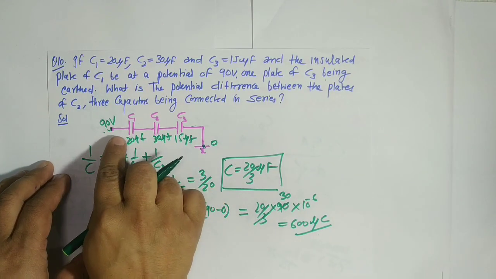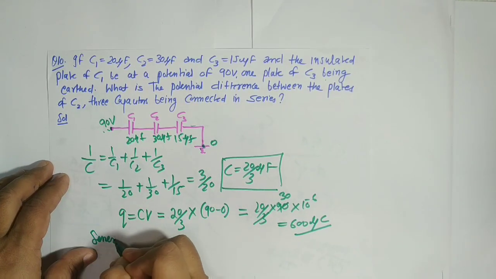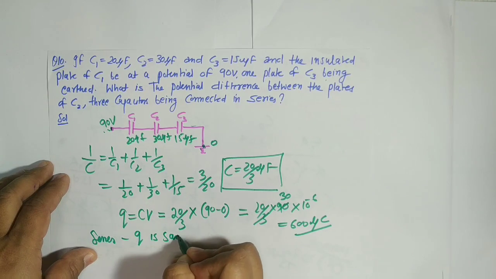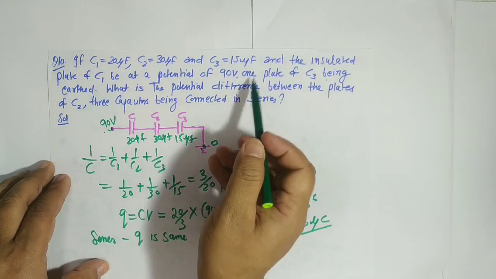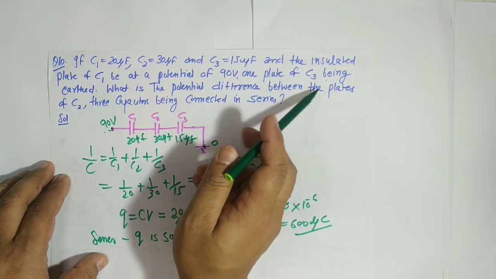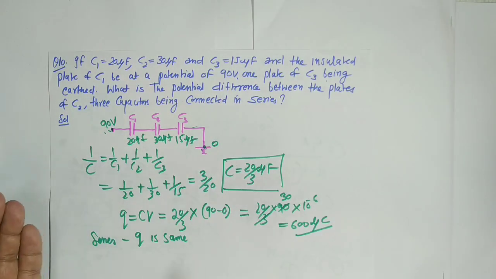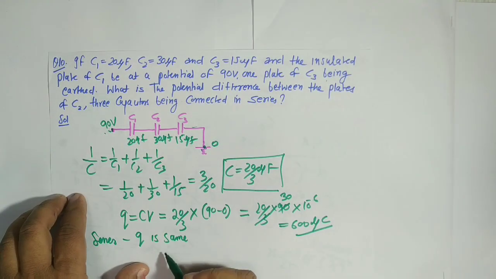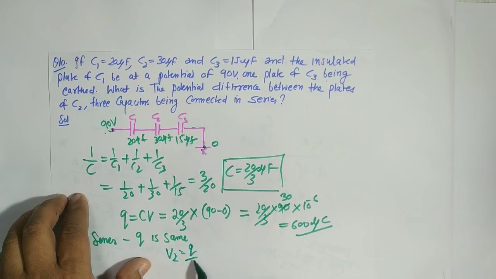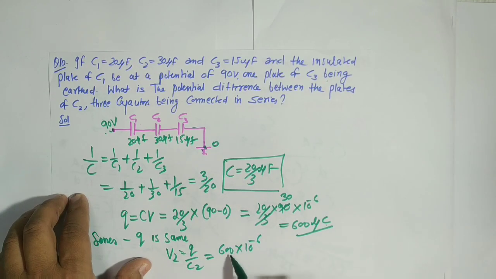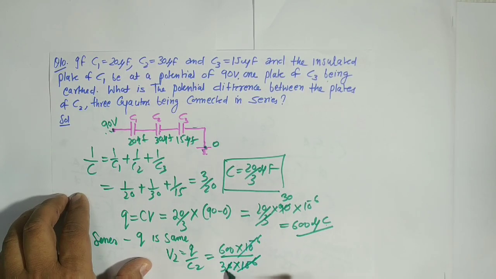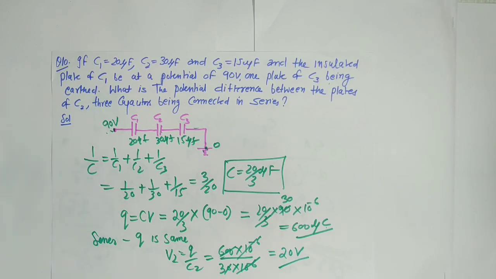And then can you find out, because in series what is same? Q is same. We have this concept. So what will be the potential at C2? You have to calculate V2. It will be Q by C2. So Q is 600 into 10 to the power minus 6, and C2 is 30 microfarad. So calculate it. I think the answer is 20 volt. So this is the answer for this question.